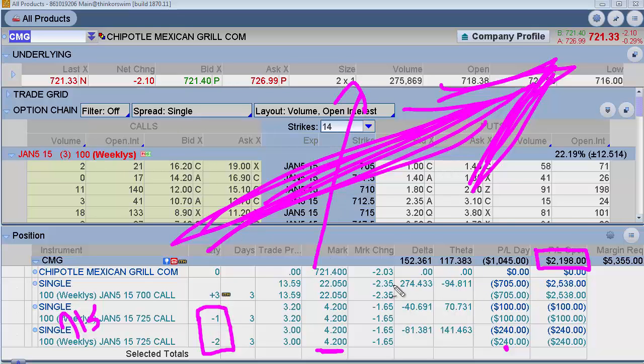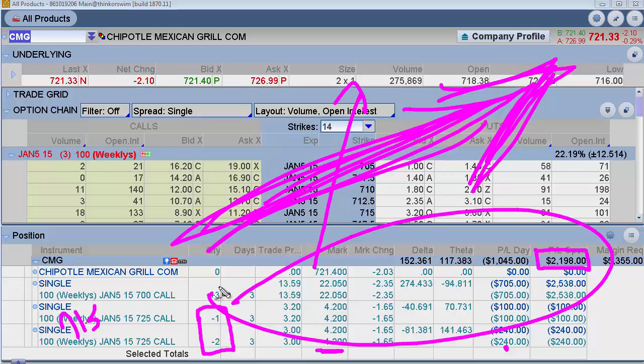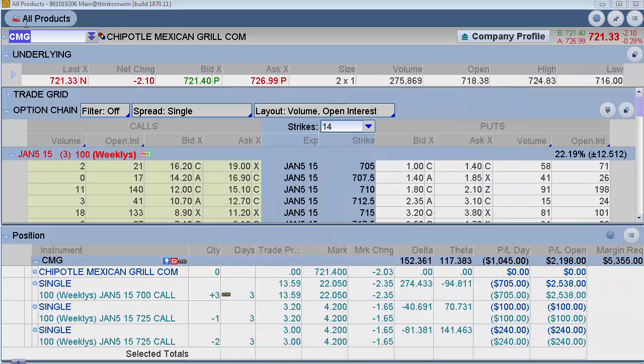CMG could go to 730, and we're still going to make a nice profit on this trade, with the main risk being that this thing just falls apart, right? Which is what we got to look at. And then for LinkedIn, we structured a trade in such a way as to also limit risk.